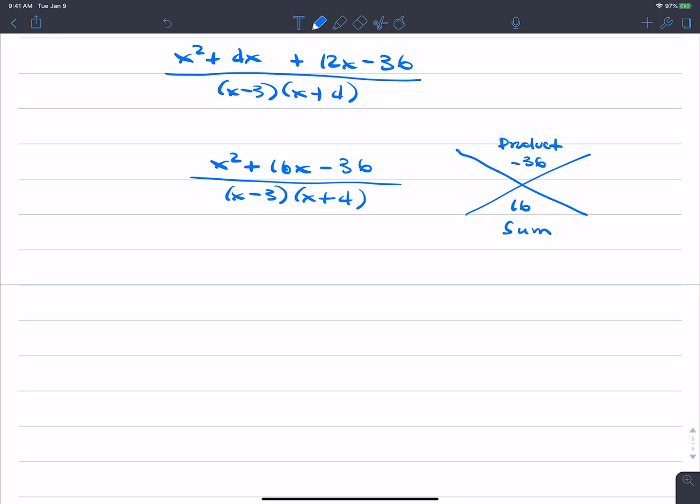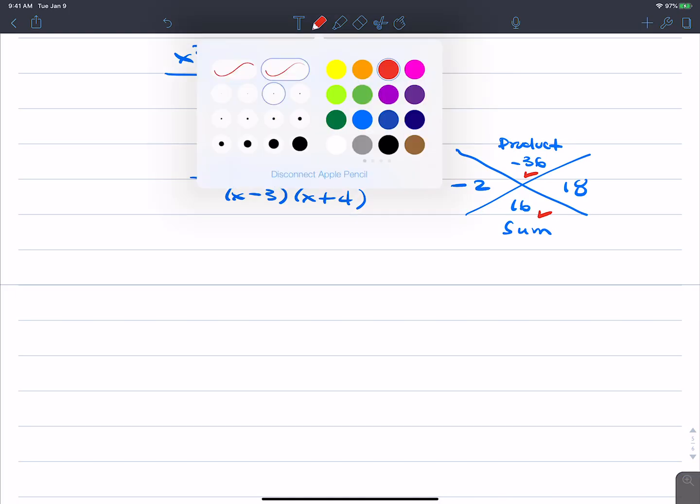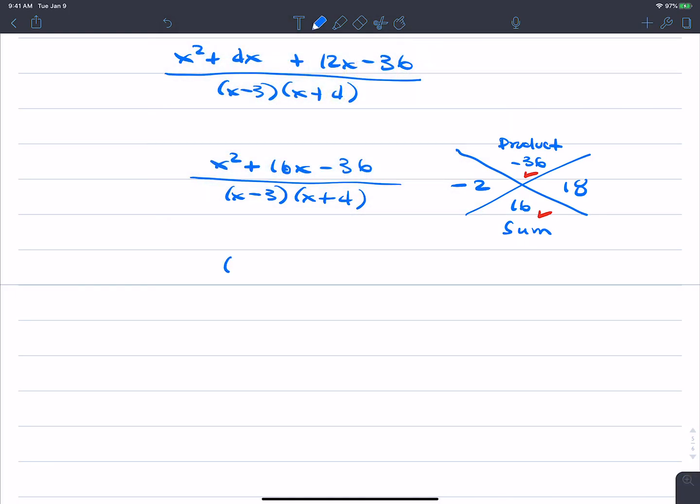So we're going to have to go through factors of 36. 1 times 36, 2 times 18. So this might work. Let's see if it does work. You can have negative 2 times positive 18. Let's double check. That will be negative 36 when we multiply, and negative 2 plus 18 will be positive 16 when we add.